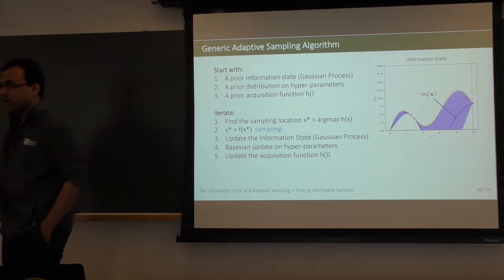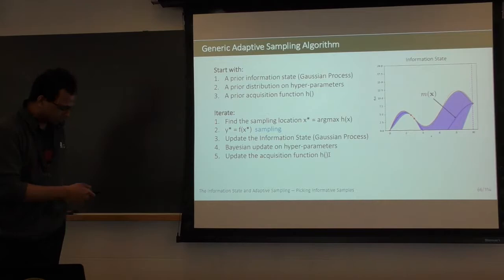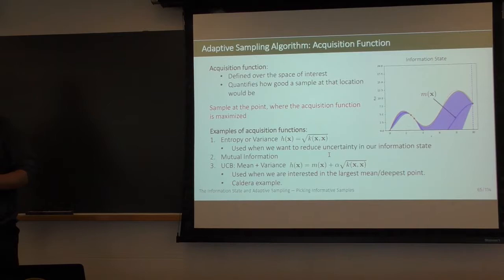What is the mutual information you're considering here between what and what? So the mutual information would be where I sample versus all the other points that would be of interest. So I would discretize the rest of the space, and it will be which places I should sample that give me the most information about everything else.